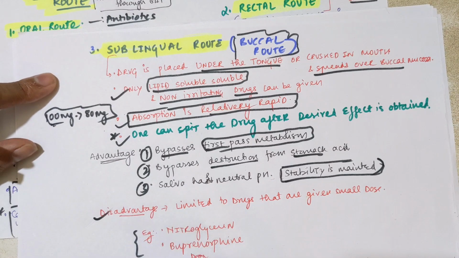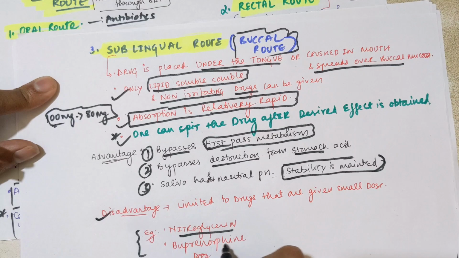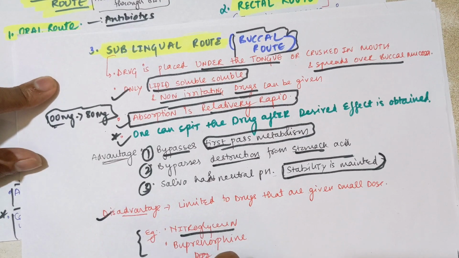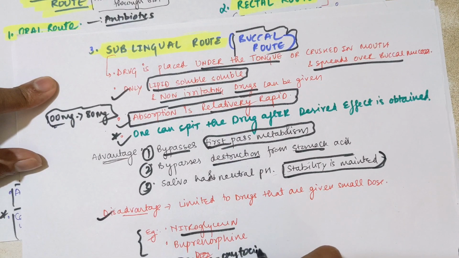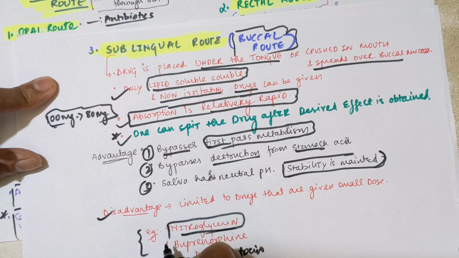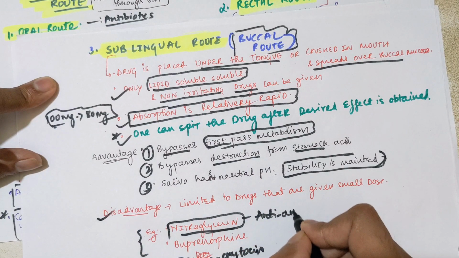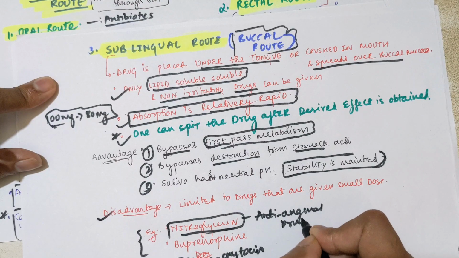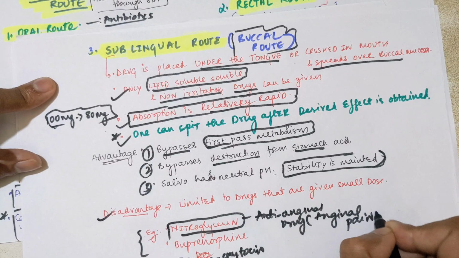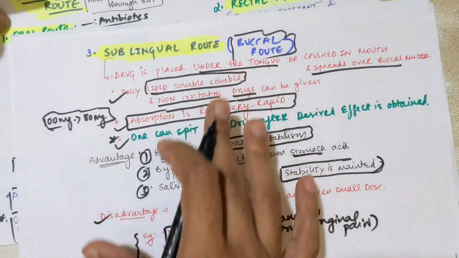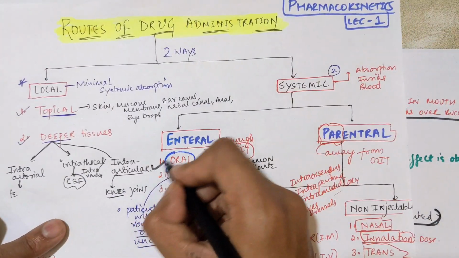If you talk about examples, we have nitroglycerin and buprenorphine. And one other drug is desmopressin. The main drug is nitroglycerin, an anti-anginal drug, which we give to angina patients who have instant heart pain. Clear? So this was the systemic route in which we have discussed the oral, rectal and sublingual routes. We have discussed these three.